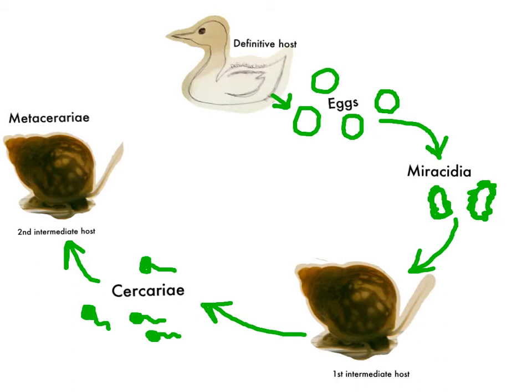Once they've reached the second intermediate host and penetrated it, they migrate up to the spire of the shell, where they then encyst and form what is known as the Metacercaria. After this point, the snail may be consumed by a waterfowl, and this would continue the life cycle.